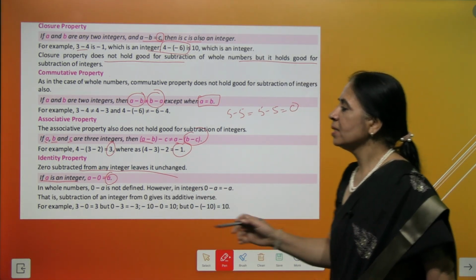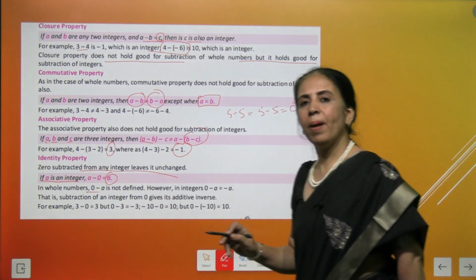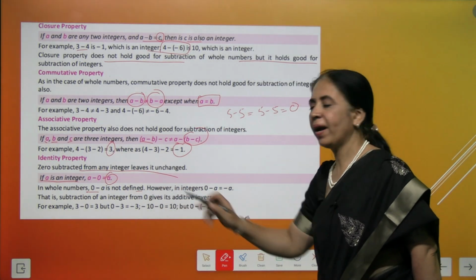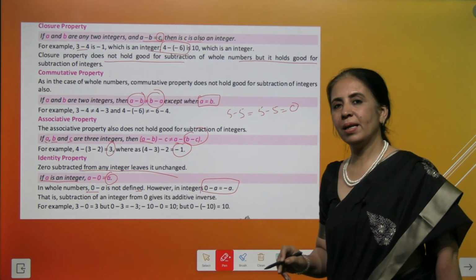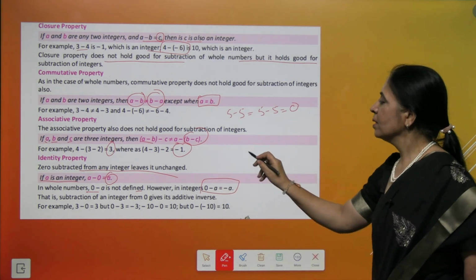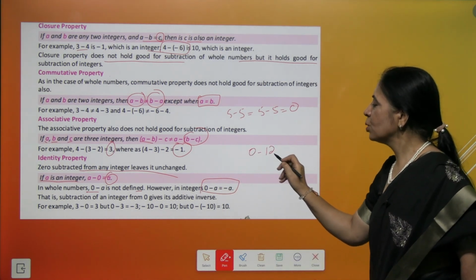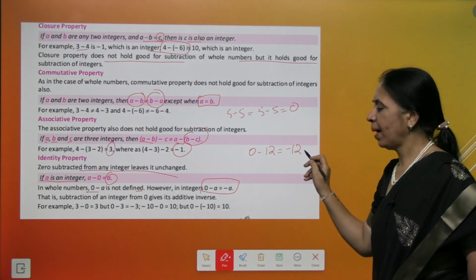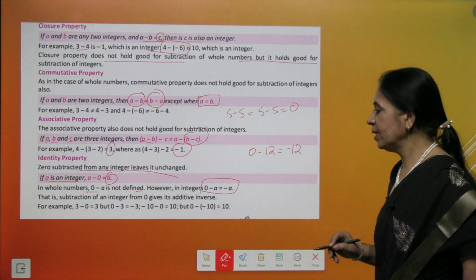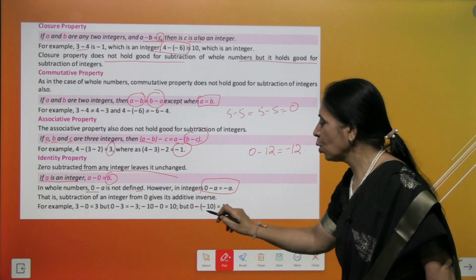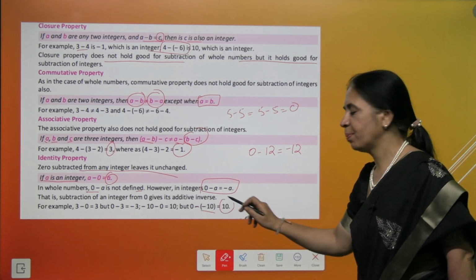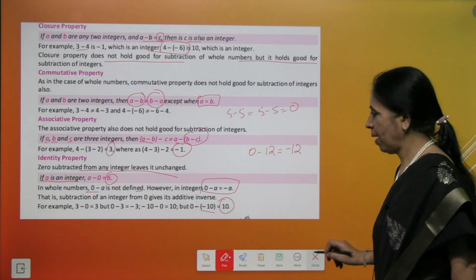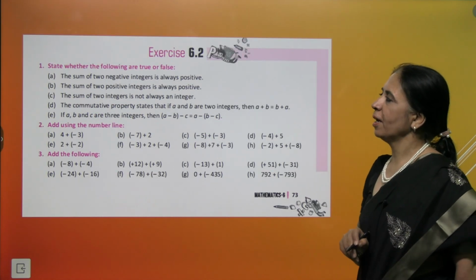Correct? And in whole numbers, 0 minus a is not defined. लेकिन यहाँ पर 0 minus a हमेशा minus a की जगह आएगा. Suppose मैंने लिखा 0 minus 12. Your answer will be minus 12, which is an integer. 0 minus of minus 10. Now we have got two minus signs, so it becomes a positive number and it is a true statement.